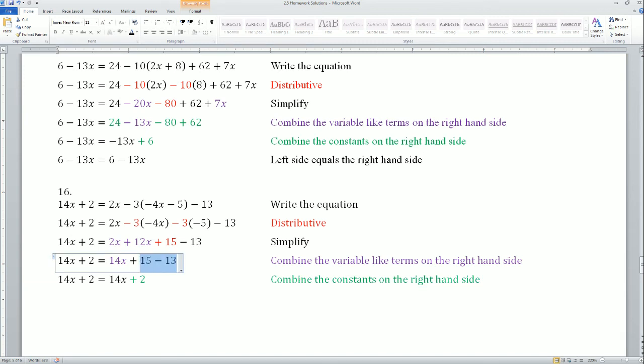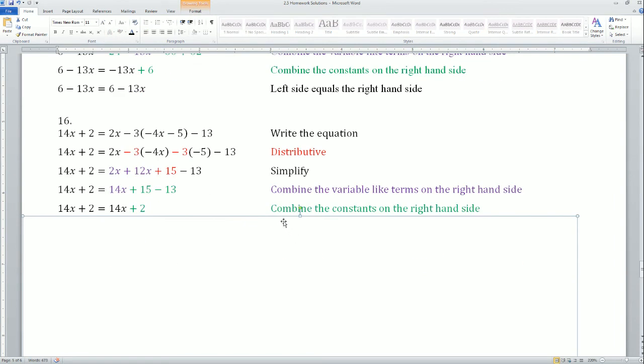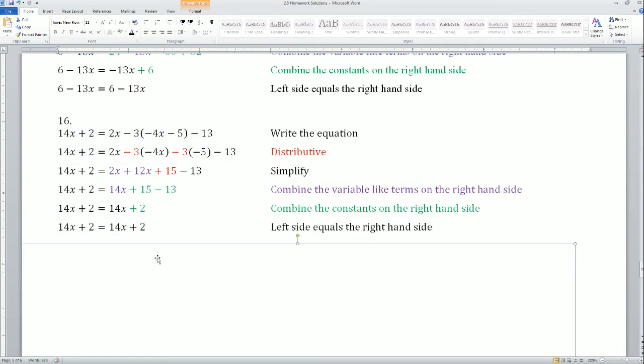Alright, how did you get the plus 2? I combine the constants, which is going to be in green. 15 minus 13 is 2. That's you combining the constants on the right hand side. Left side equals the right hand side.